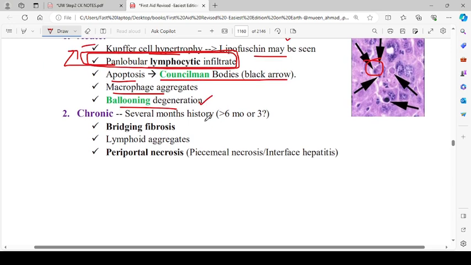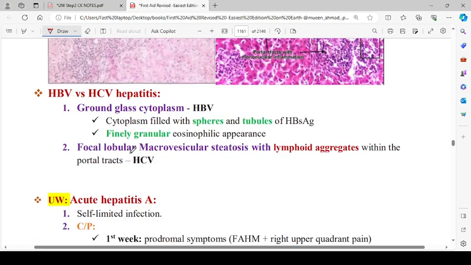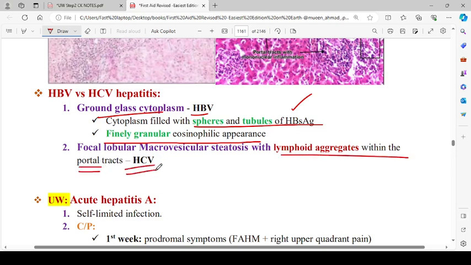In chronic hepatitis, there is a history of several months, more than 6 months. So there will be bridging fibrosis, lymphoid aggregates, and periportal necrosis. Then we have the next point, hepatitis B versus hepatitis C virus. In hepatitis B virus, there is ground glass cytoplasm, cytoplasm filled with spheres and tubules of hepatitis B surface antigen. A finely granular eosinophilic appearance is present. Focal lobular macrovesicular steatosis with lymphoid aggregates within the portal tracts is hepatitis C virus.